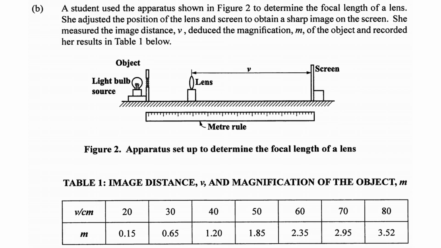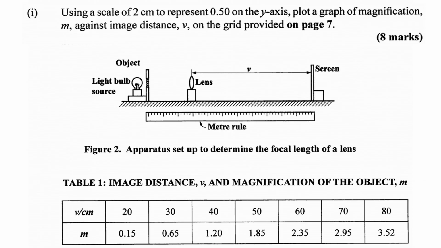If we were to draw a graph of these values using a scale of 2 centimeters to represent 0.50 on the y-axis, what would it look like using the grid provided on page 7 for 8 marks? So, the grid provided in the exam paper already comes with the title at the bottom, so all we need to do is to make sure we label our axes. Our horizontal axis will be the image distance V in centimeters. The vertical axis will be the magnification M, again, that has no units.